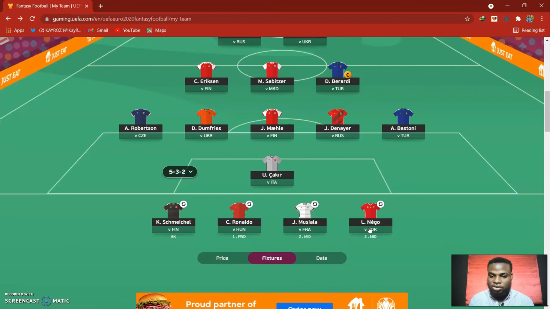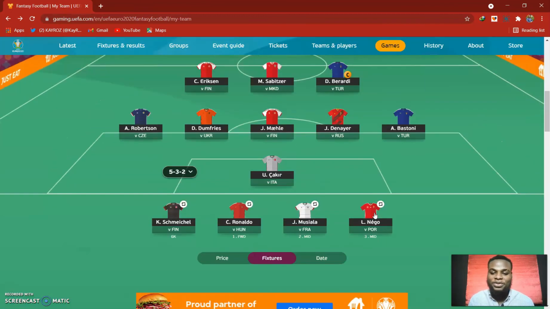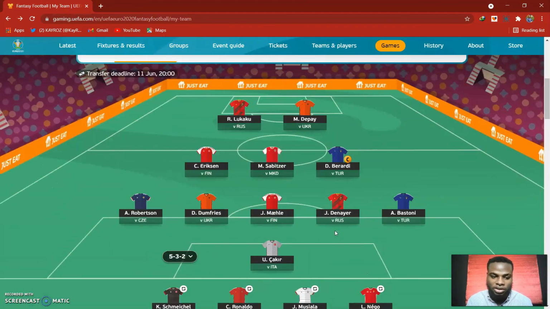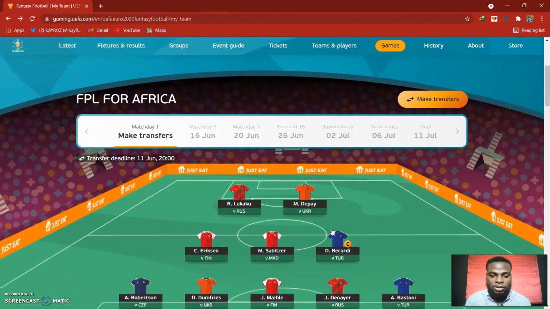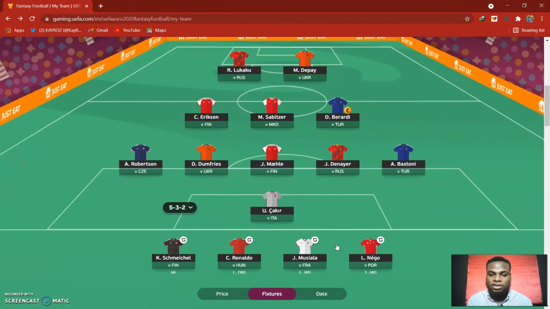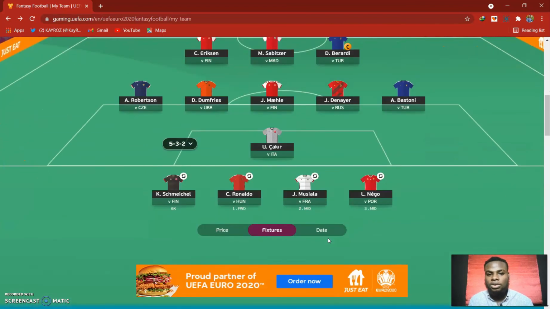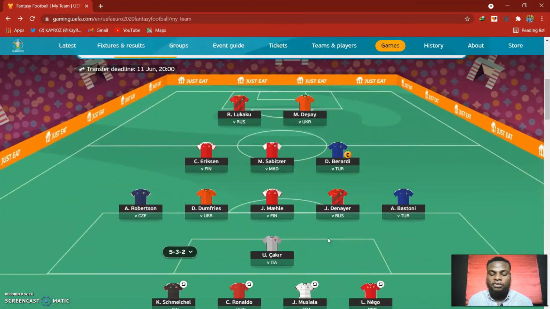And I already touched on Nigo. I don't expect him to start, and I don't want him to come anywhere close to my team. I think he's a winger for Hungary, and they play Portugal, so I'm not really looking at him coming into my team. So that's about it. That's about it for my match day 1 team selection video.